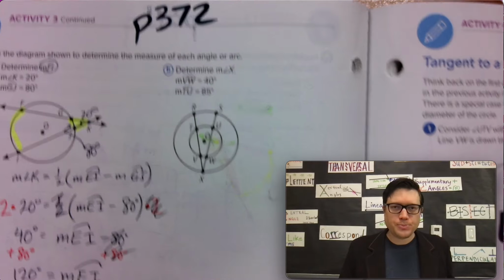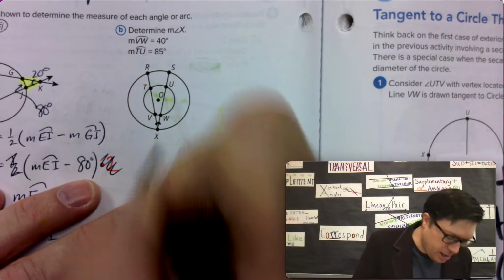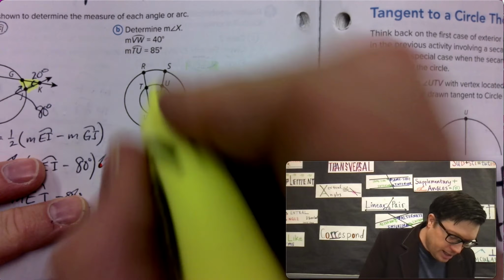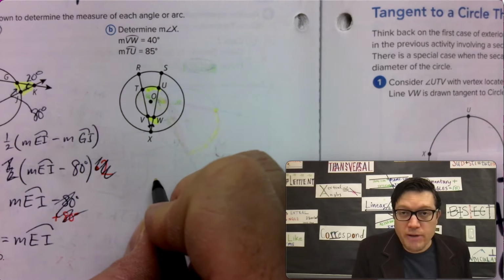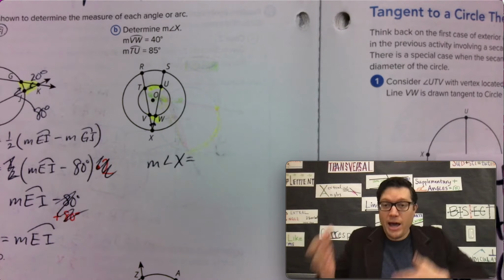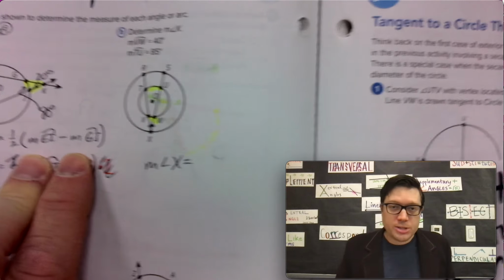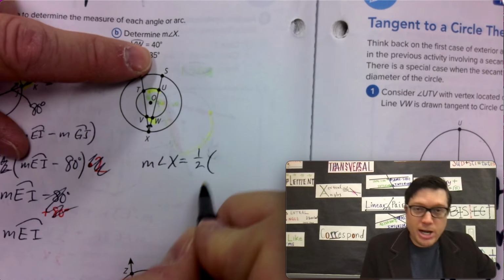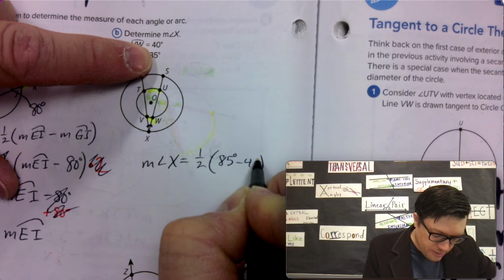Let's go to part B. Determine the measure of angle X. So this angle is the unknown angle. We know that arc VW is 40 and arc TU is 85 degrees. So really, the measure of angle X, we have the formula. The formula is 1/2 of the difference between the arcs. So I'm going to write out 1/2 first. I'm going to subtract 85 minus 40. Those are degrees, of course.